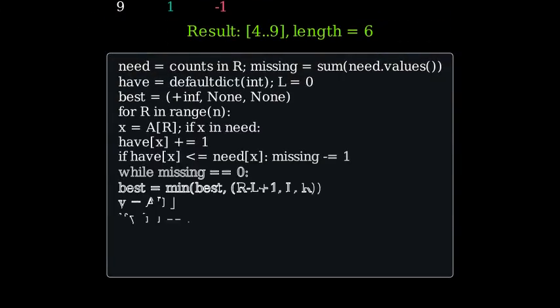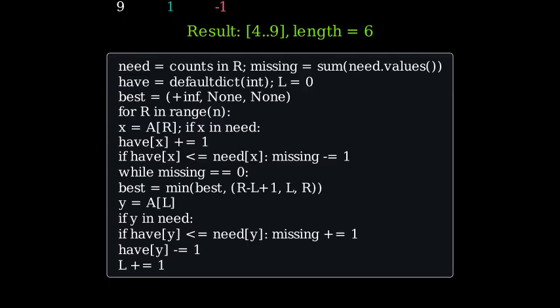Here is the high-level algorithm. 1. Build the need counts for the multiset and set missing to the total required multiplicities. 2. Expand the right pointer from left to right. When we include a required value, if the have count does not exceed the need, decrement missing. 3. Whenever missing is 0, repeatedly advance the left pointer while the window still covers the multiset. Each element moves at most once or twice, so the total time is linear.